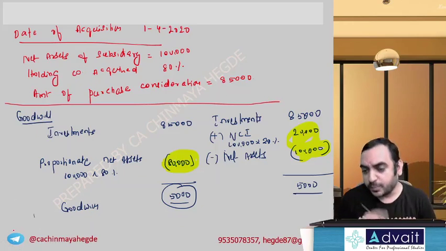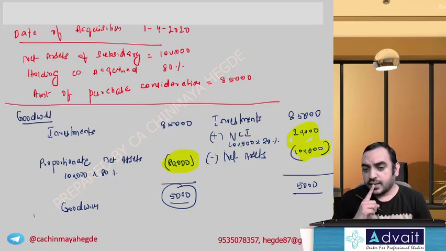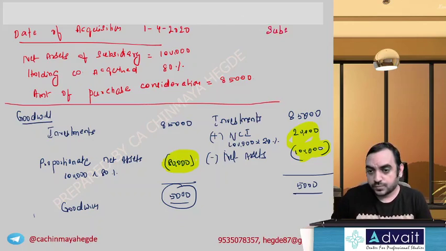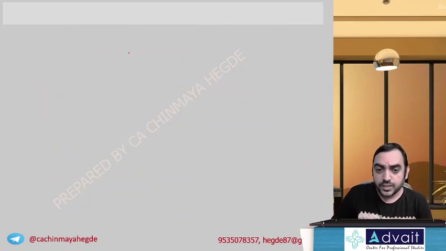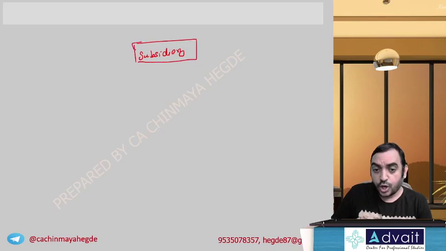Okay, now please tell me here. Subsidiary company. Let me write on a fresh page. In this numerical only, you'll understand. Subsidiary company. Who are the owners of the subsidiary company? One is the holding company, and the other is outsiders, NCI.